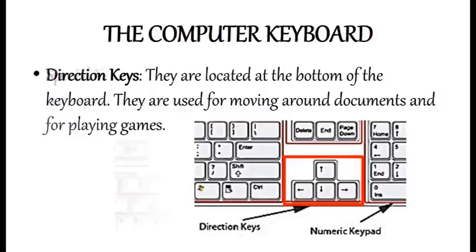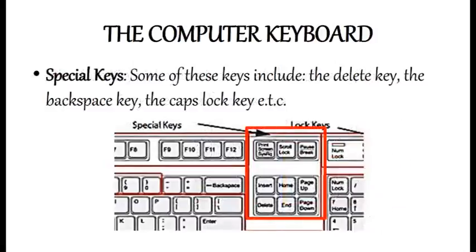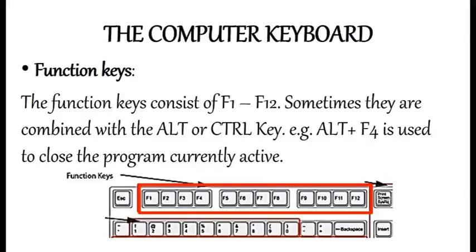We have the special keys, and some of these include the delete key, the backspace key, the caps lock, etc. Now, the computer keyboard also has what we call the function keys. The function keys consist of F1 to F12. Sometimes they are combined with the Alt key or the Control key. For example, when you combine Alt plus F4, it is used to close any program that is active on the screen at that particular time.